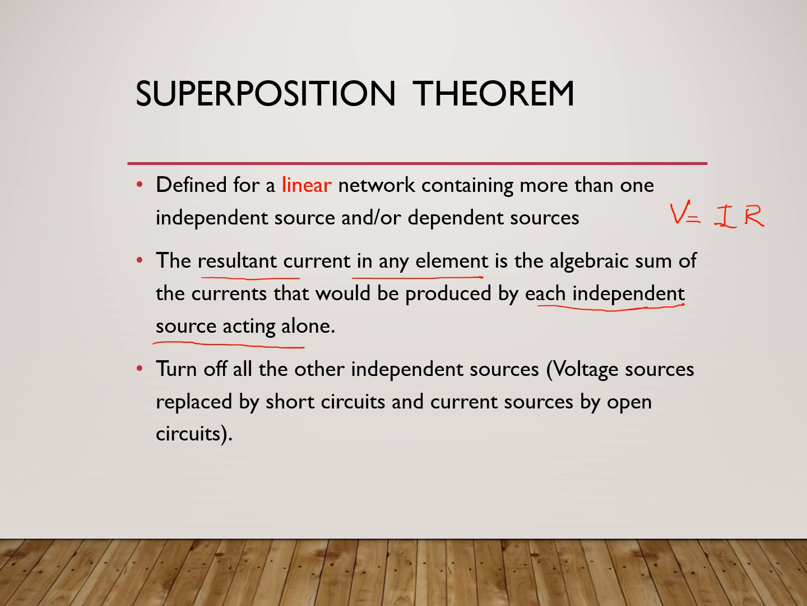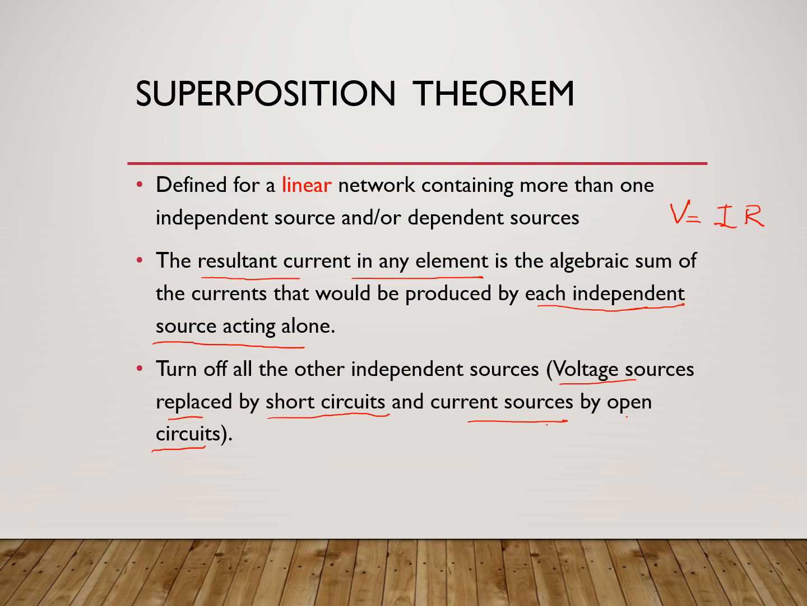So when you are considering only one source, all the other sources, be it voltage source or current source, are made zero, or turned off. Which means what? Voltage sources you replace by a short circuit, because to make a voltage zero you replace it by a short circuit. And to make a current zero, you open circuit it. So current sources are replaced by open circuits, voltage sources are replaced by short circuits, and there will be only one source at a time.